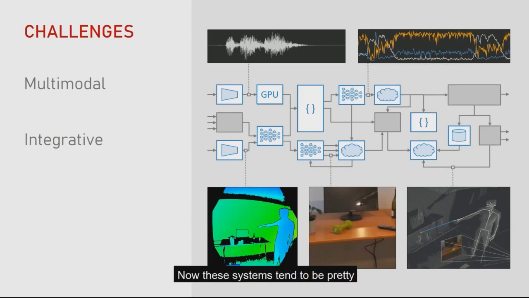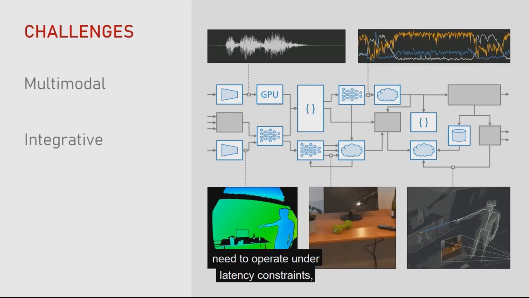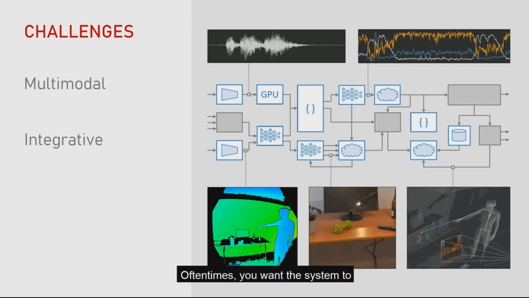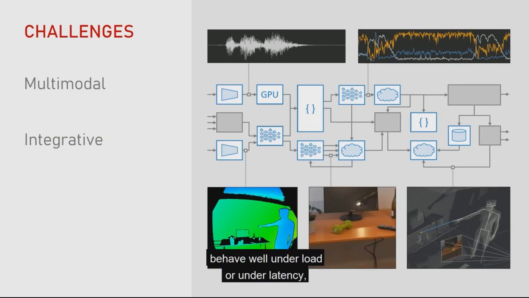Now, these systems tend to be pretty compute intensive, and they often need to operate under latency constraints. And so performance considerations are quite important. Oftentimes, you want the systems to behave well under load or under latency, and properties such as graceful degradation of performance are often a requirement.